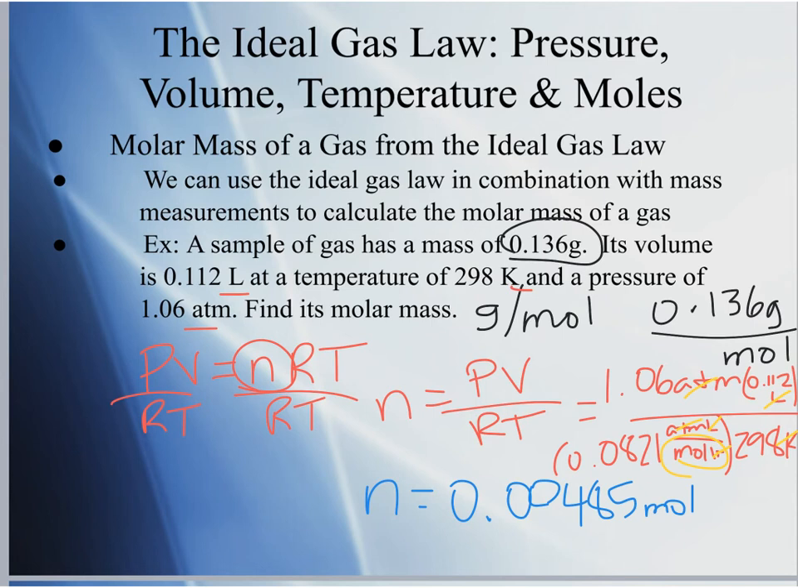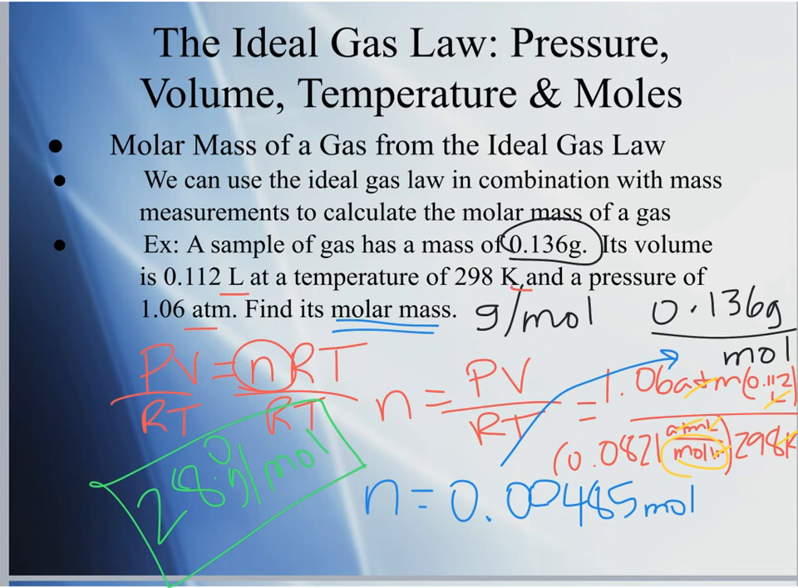Okay, so remember, we're asked to find its molar mass, the grams divided by moles. So we're going to take this 0.00485 and put it right under there. So we're going to do 0.136 divided by 0.00485. And we get a molar mass of 28 grams per mole. Okay, so our answer is actually 28, should be 28.0 sig fig wise. So 28.0 grams per mole is the molar mass of this gas.